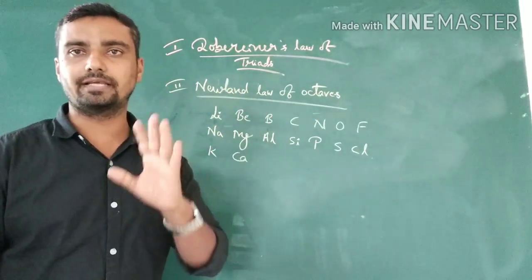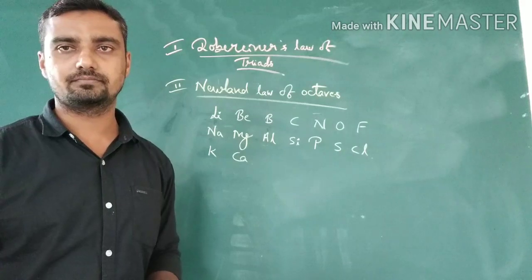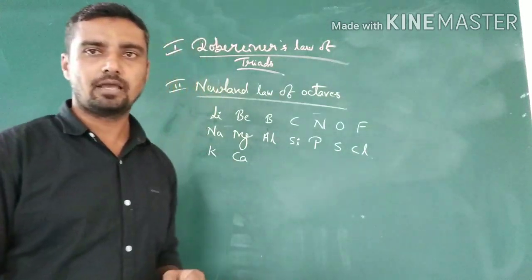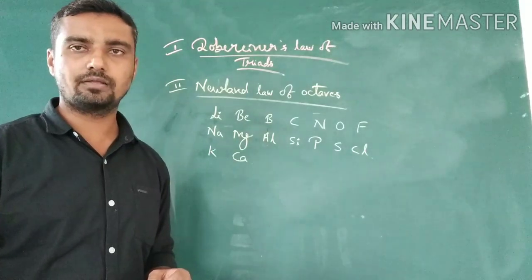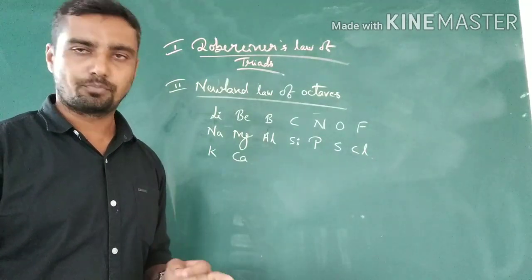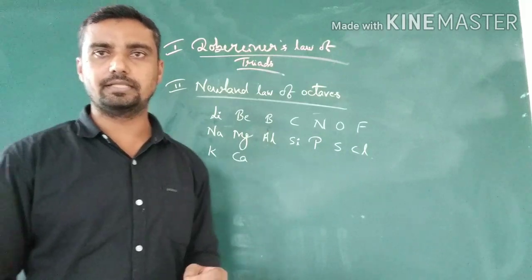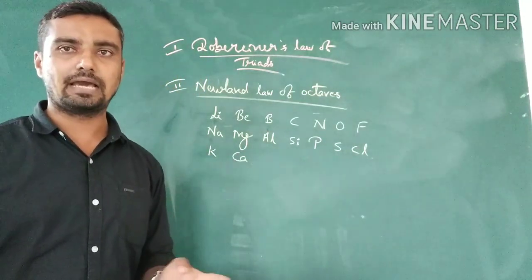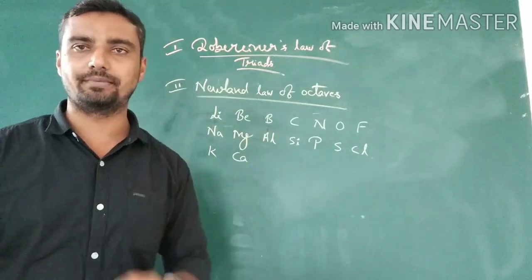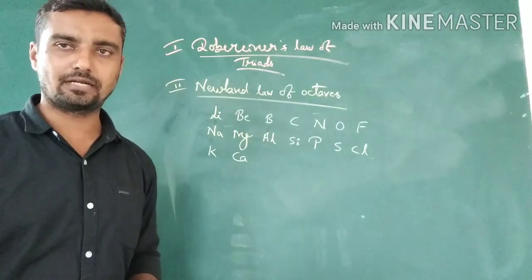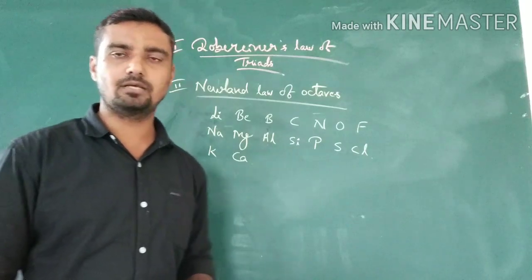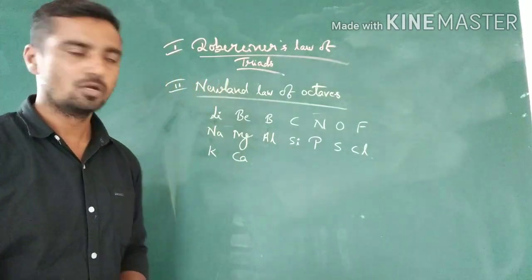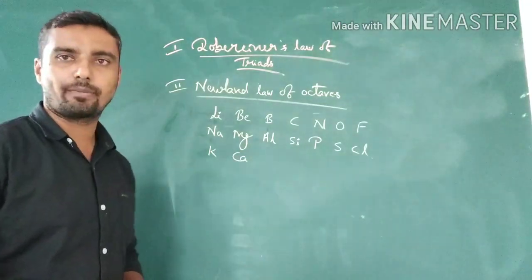Octave is nothing but 8 elements. The properties of elements are arranged in increasing order of their atomic masses, and the properties of elements are repeated after the 8th element. Properties may be physical properties or chemical properties. Understood? But it also has some drawbacks.